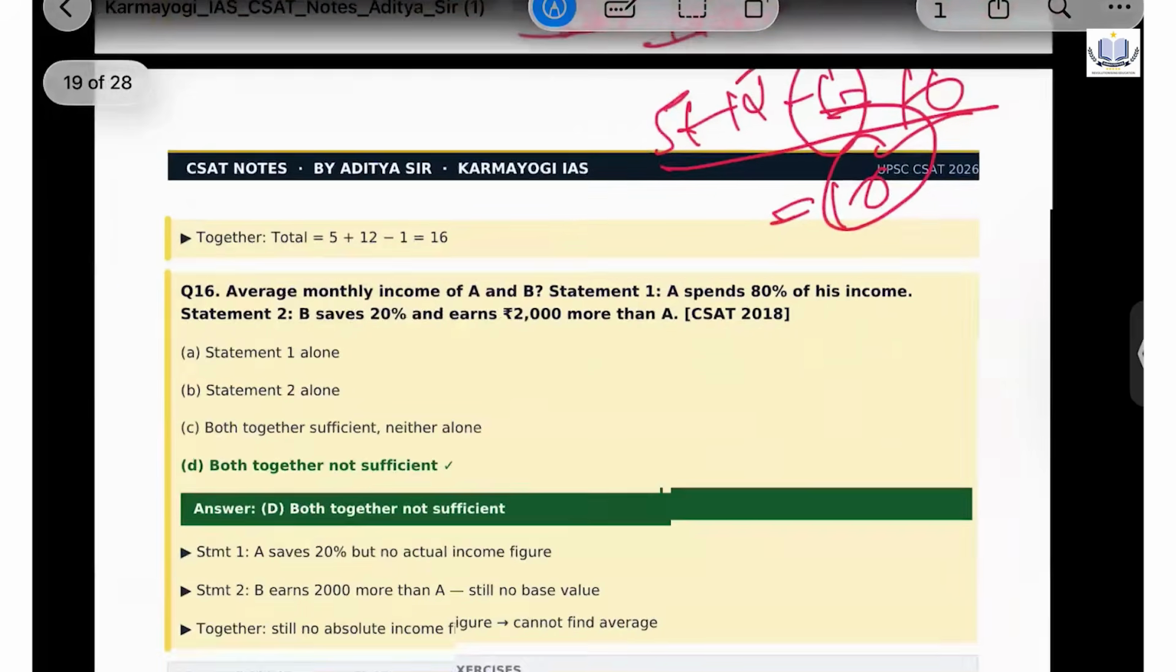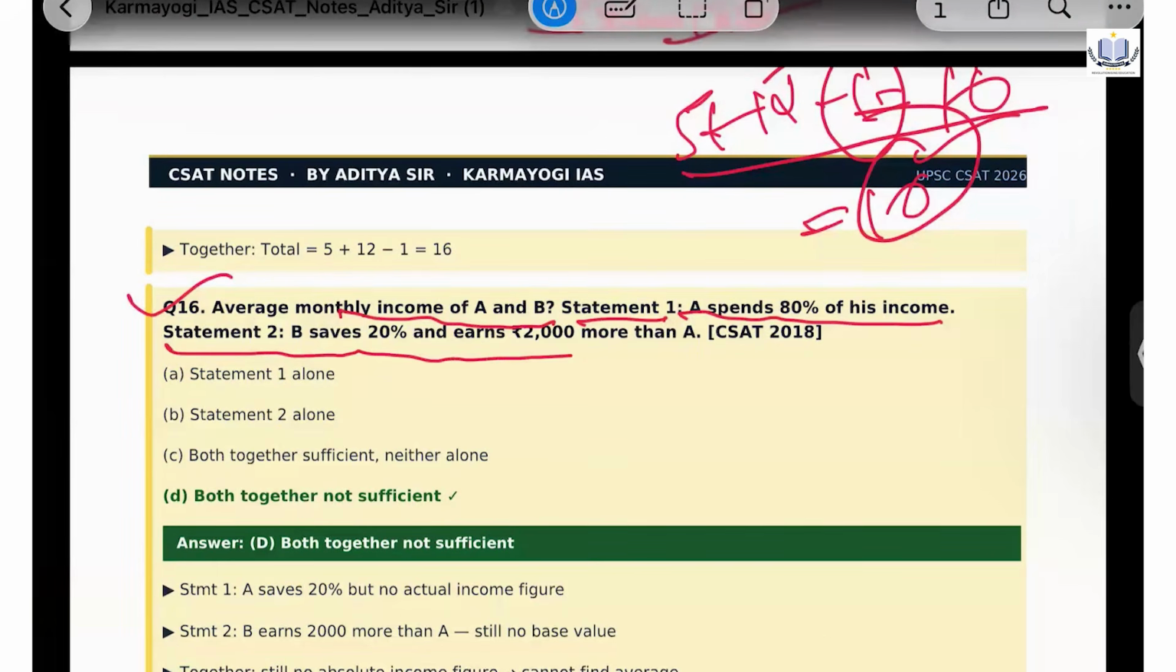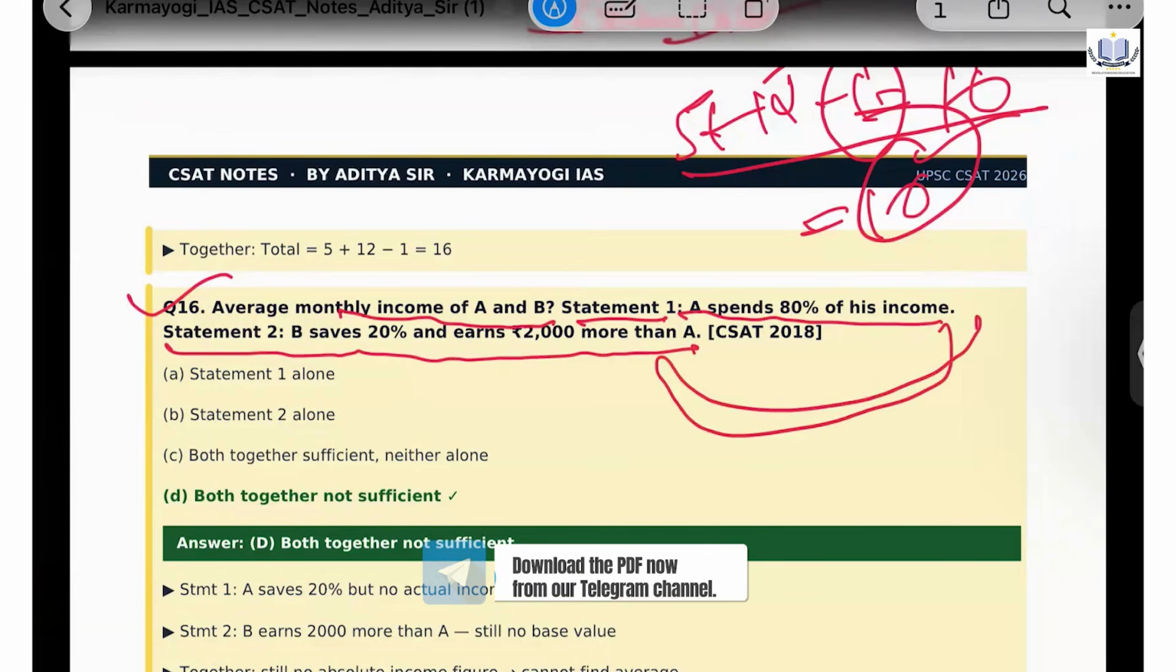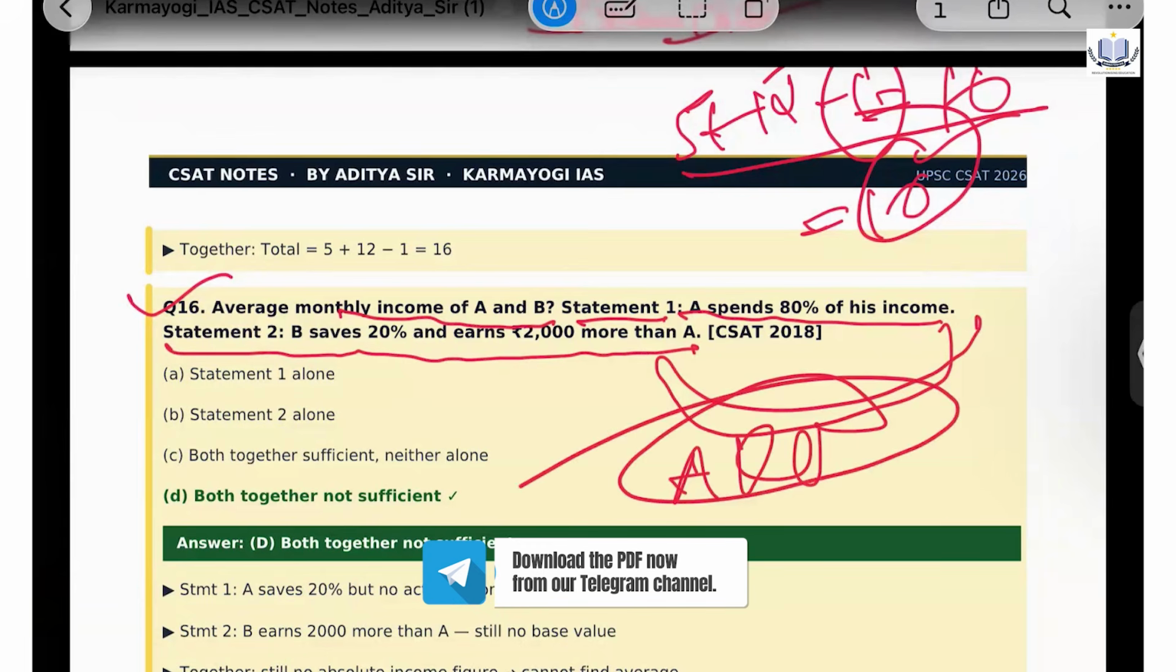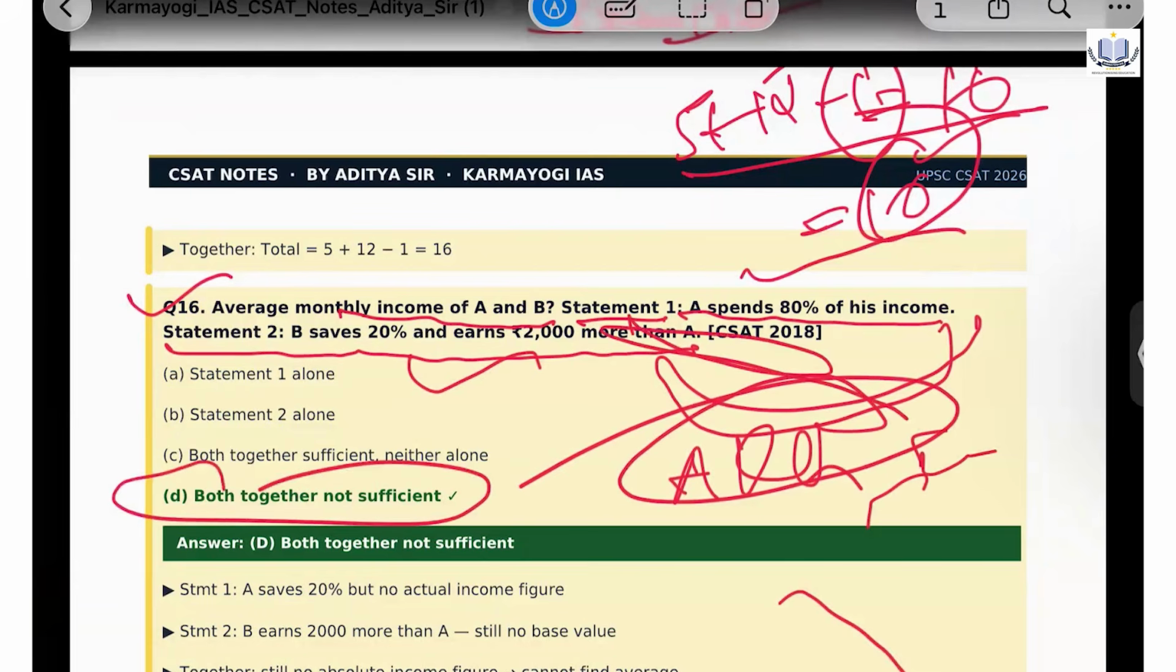Let's see the question number 16. Average monthly income of A and B. Statement 1 says that A spends 80% of his income. Statement 2 says that B saves 20% and earns 2000 more than A. Naturally, how will it happen? There is no correlation between them in the question. A and B should have a correlation to find the answer. They are independently saying about B and independently about A. How can we find the average monthly income of A and B? It's not sufficient. When there is no correlation between these two, in such a question the answer will be both together not sufficient. Straight away, don't waste your time. Time is very very important.